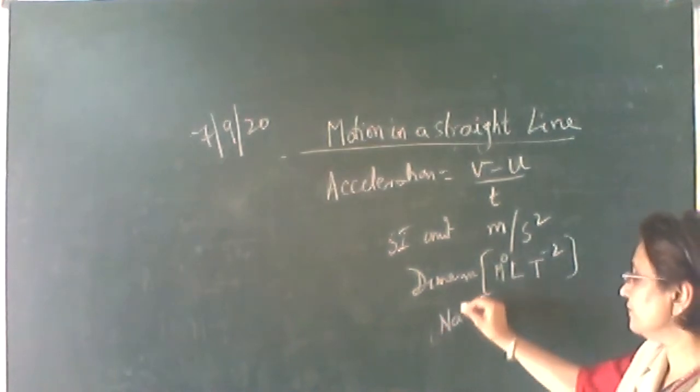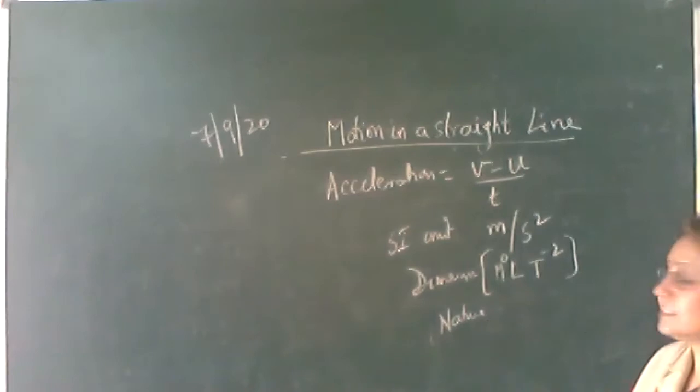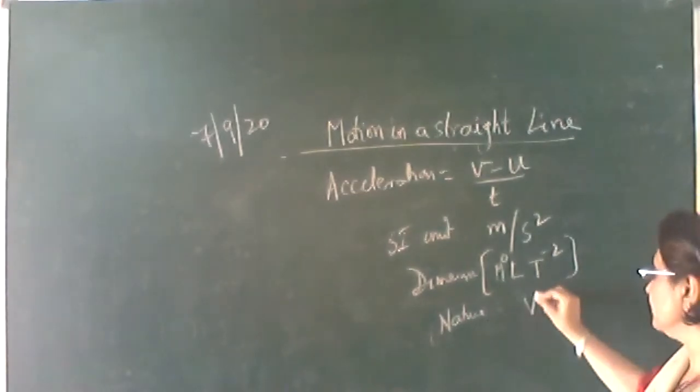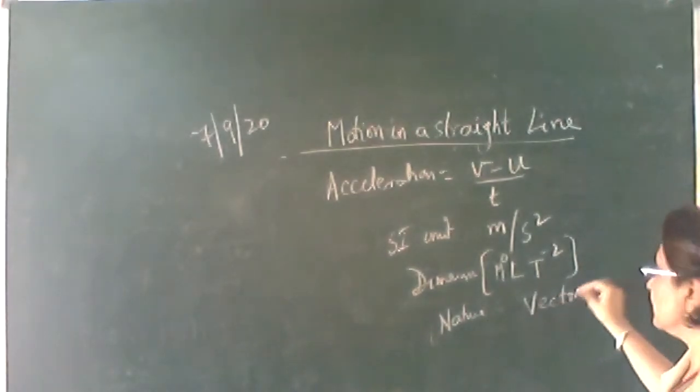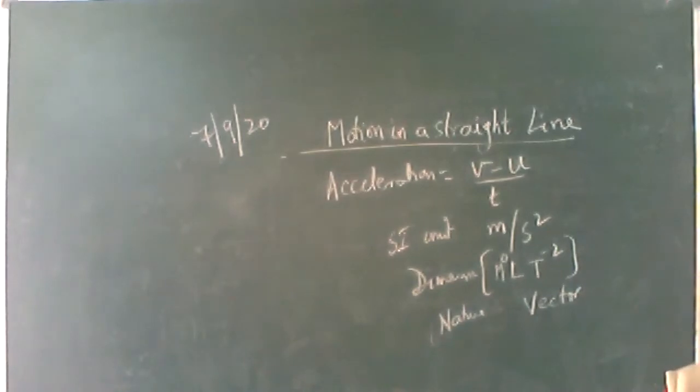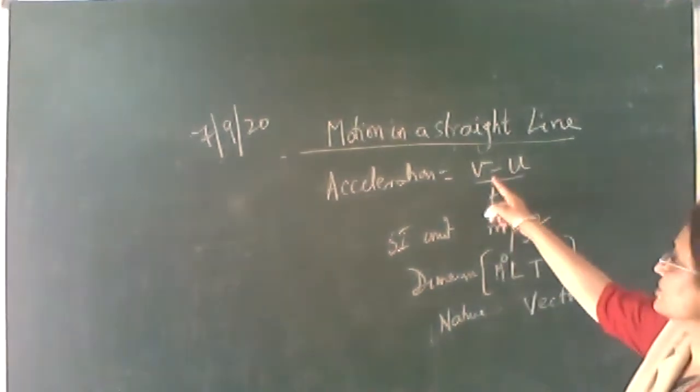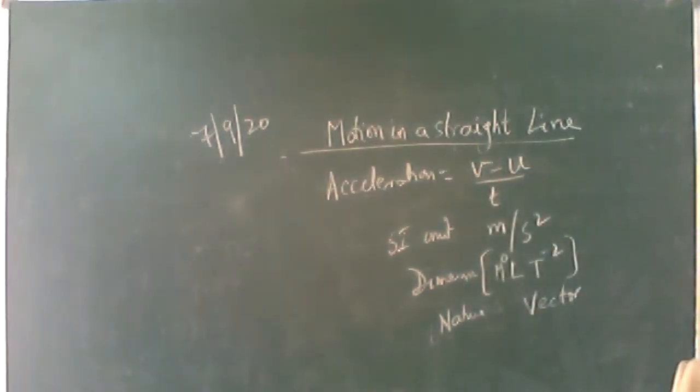Okay, then the nature of the quantity, it is a vector quantity. That is, it has got magnitude as well as direction, both. Okay, and what is the direction? What will be its direction? Along the direction of v minus u, along the direction of change in velocity.